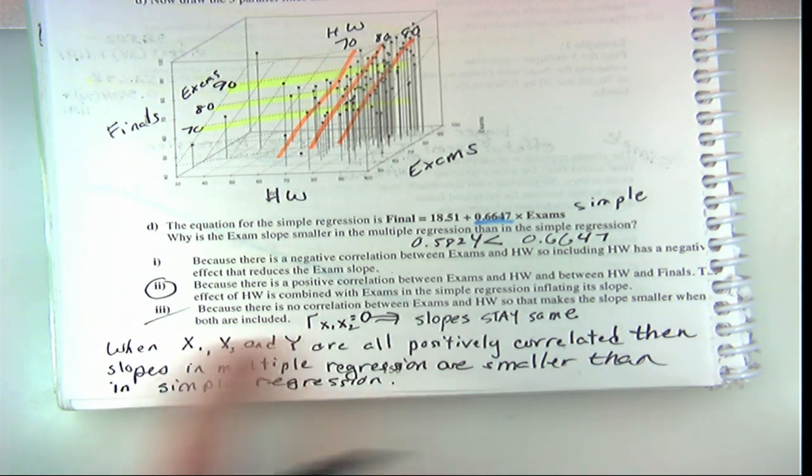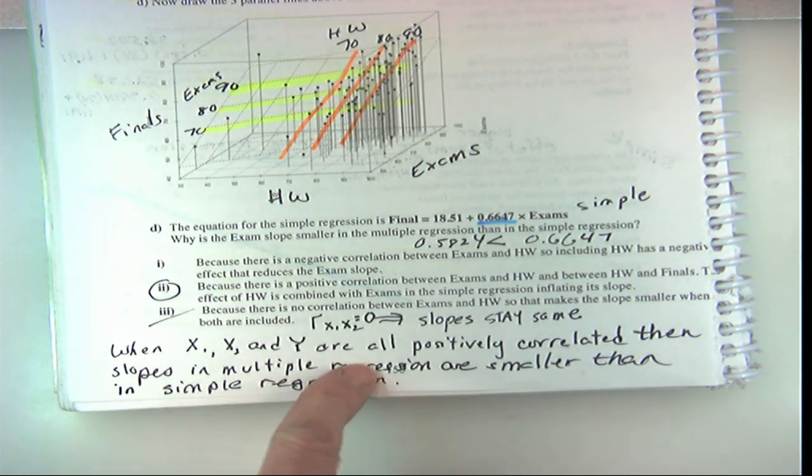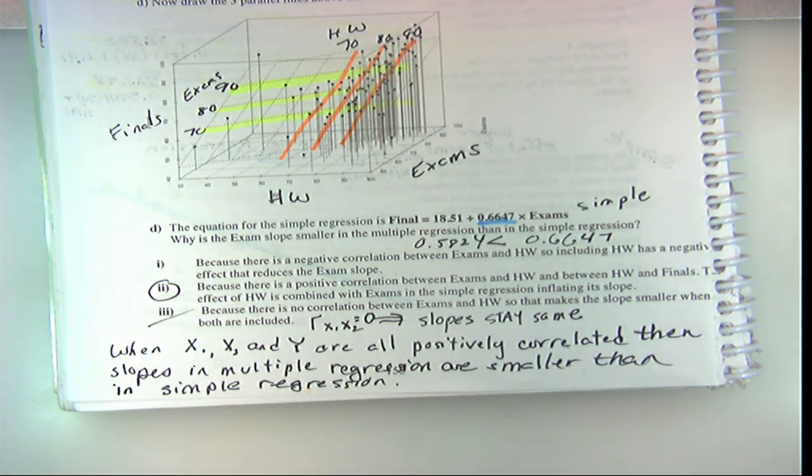So all the examples I give you will be ones like this, if I ask you what happens to the slopes. But remember, if they're correlated at all, the slopes will change, but they can go up. They don't have to go down. When you put them in the multiple regression, they can go up, but that's because some of the variables are negatively correlated.